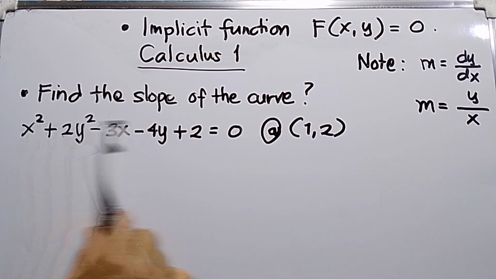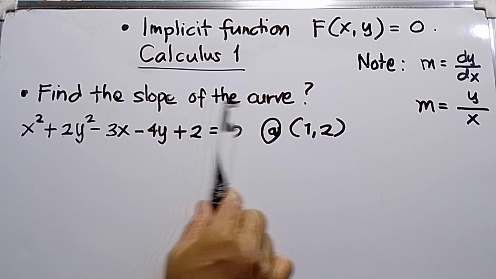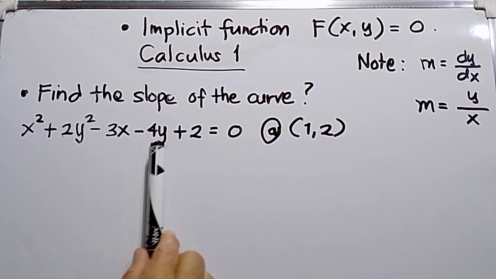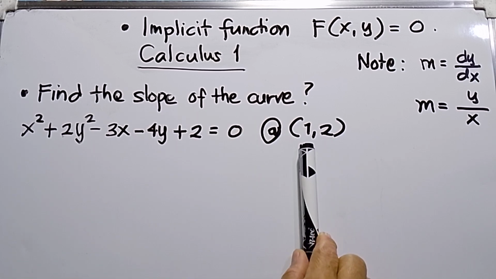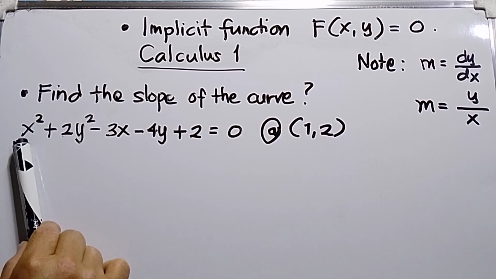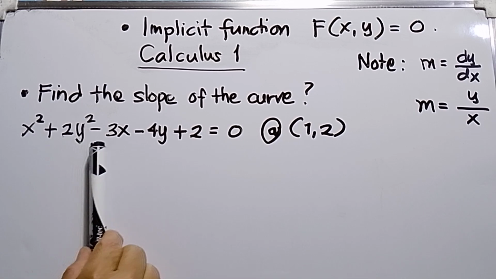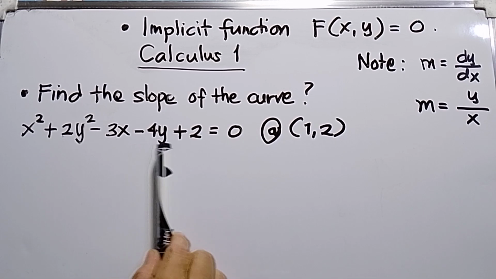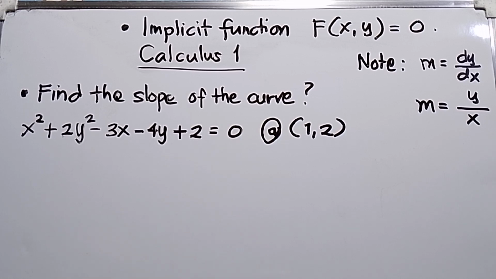So I have in here, find the slope of the curve. This is the curve, and then the point is given, (1, 2). x squared plus 2y squared minus 3x minus 4y plus 2 is equal to 0. So I need to differentiate.